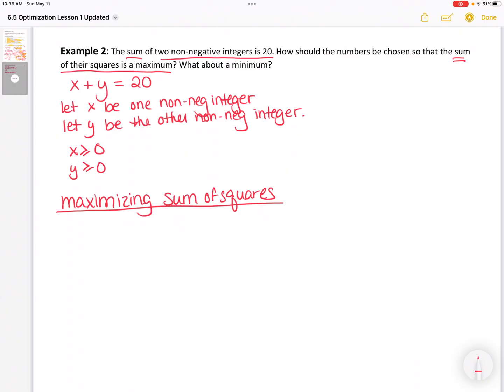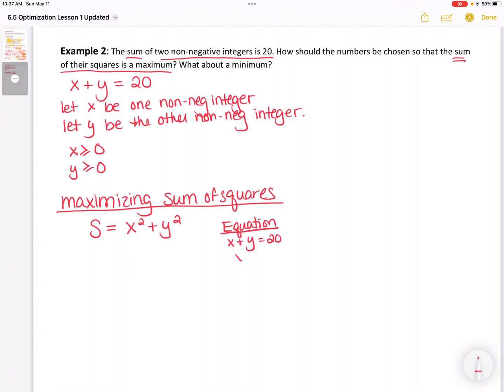Okay, well, what does that look like? So the sum will equal x squared plus y squared. Okay, so this is my expression. So remember, we start with that expression. What are we maximizing or minimizing? I'm going to use an equation to sub into that expression. And my equation that was given is x plus y is equal to 20.